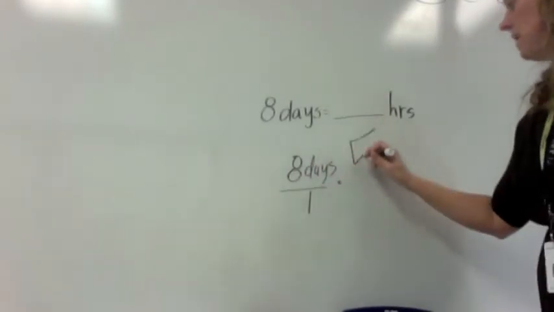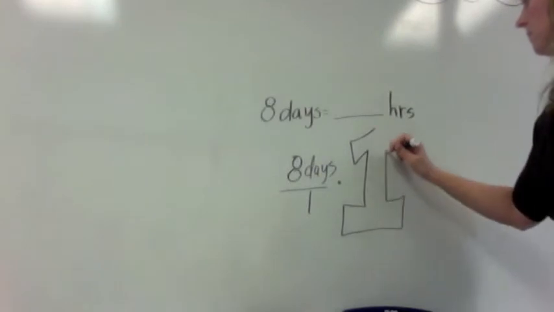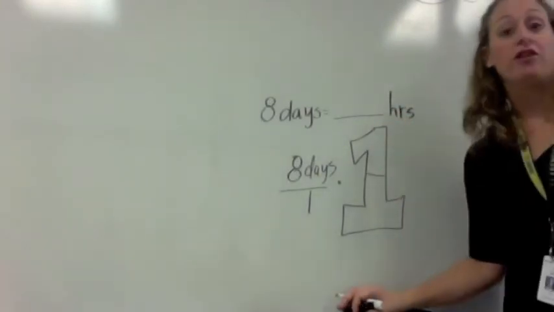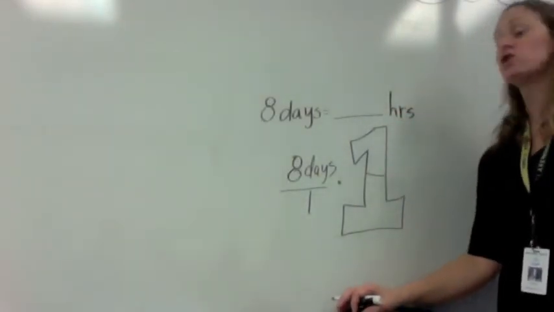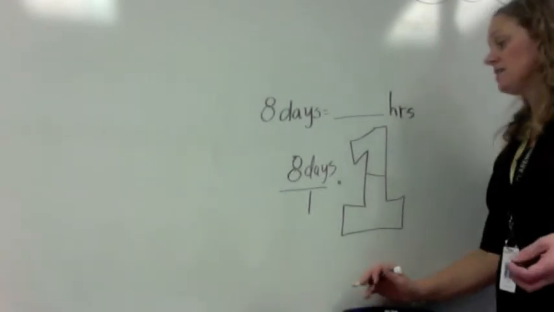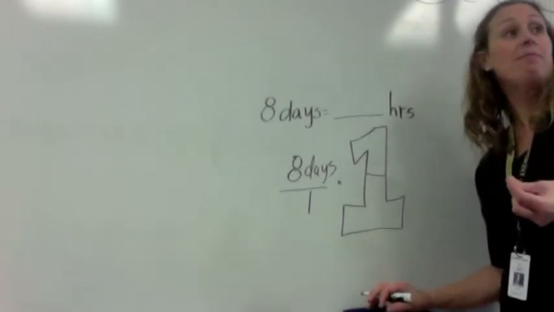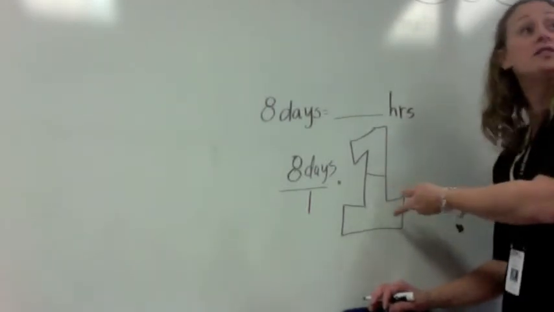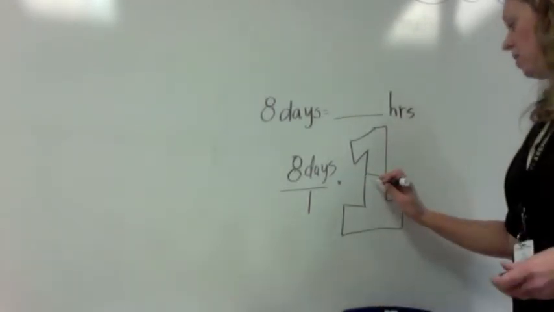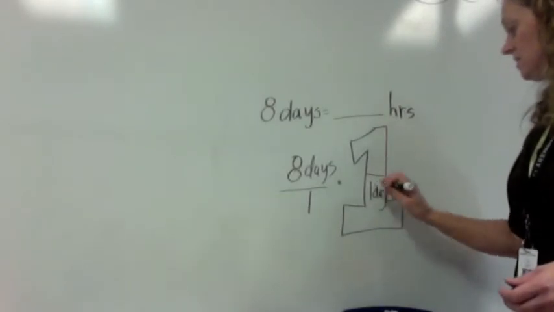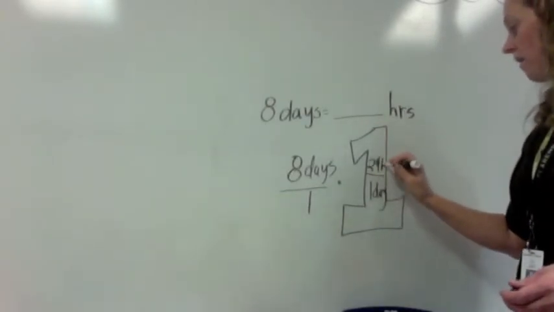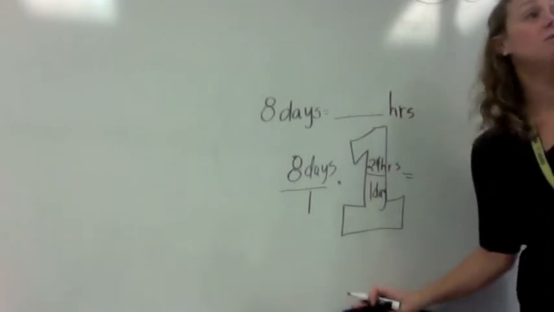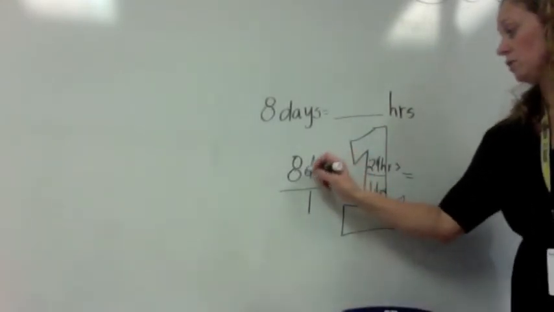Now I multiply by my magic 1. I know that there are 24 hours in a day. So I need to decide, does days go on top or does days go on the bottom? Numerator or denominator? It goes in the denominator, so the days cancel out. So I can write 1 day is the same as 24 hours.